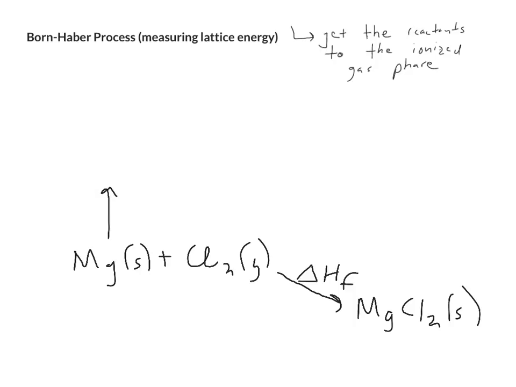To go from magnesium solid to magnesium gas requires energy. That process is sublimation. A solid going to a liquid would be melting, a solid going to a gas is sublimation. Again, the goal is getting the elements to the ionized gas phase. Right now, magnesium is in the gas phase, but it isn't ionized. It still has its valence electrons.